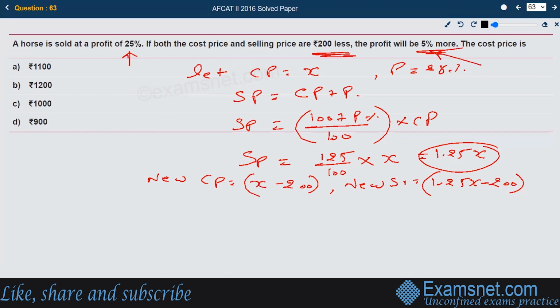So, original profit was 25%. The new profit would be how much? Simply 25 plus 5, that is going to be 30% profit. Now, the total profit is 30%.